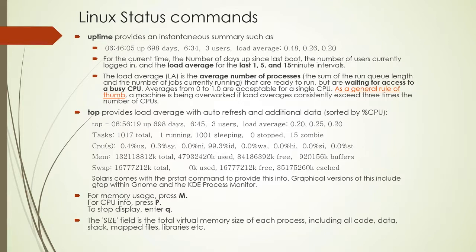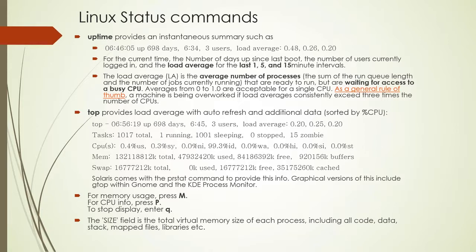So as a general rule of thumb, a machine is being overworked if load average consistently exceeds 3 times the number of CPUs. So that is some important information over here. If your load average is exceeding thrice the number of CPUs, you have 4 CPUs, and if your load average is going beyond 12, it is a sign that your system is starving for CPU, or it is overworked, right? So that's how you identify.